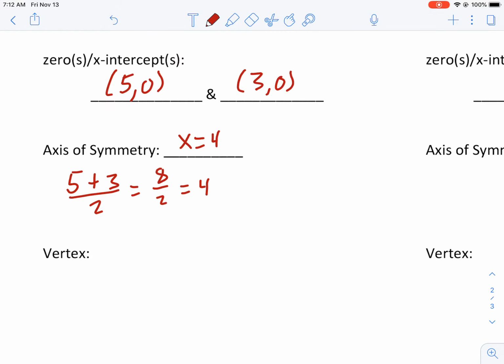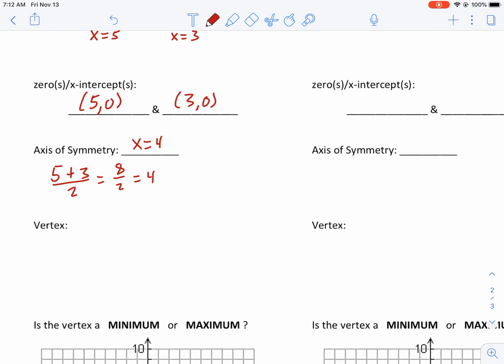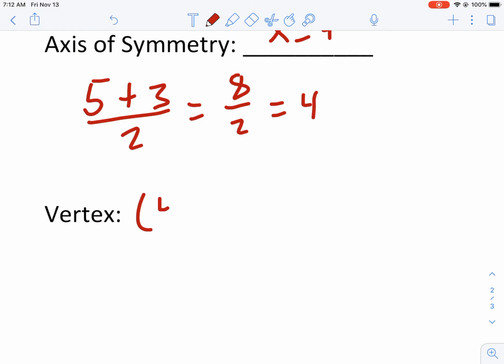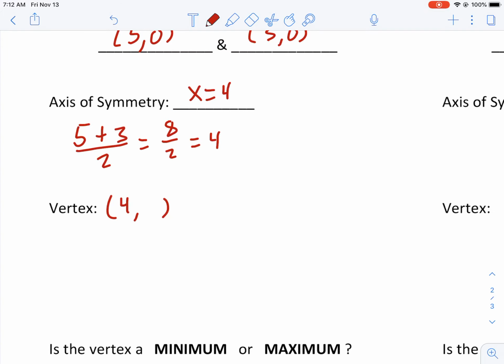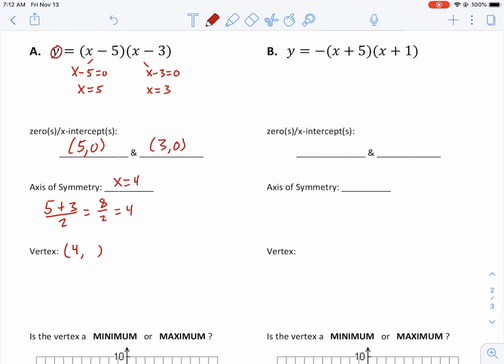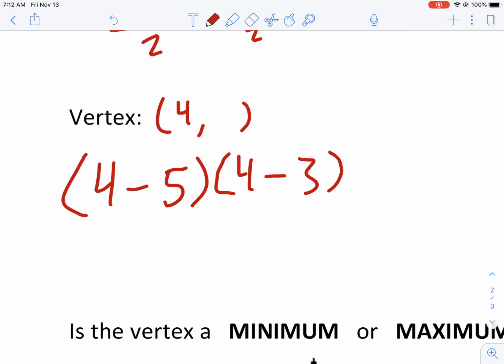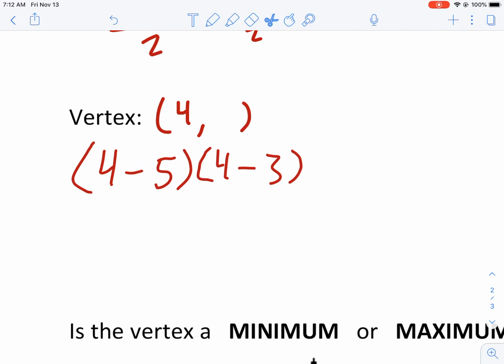The vertex, how do we get the vertex? Well, think about it. We know the axis of symmetry is 4. How do we find the second coordinate of our vertex? Hopefully you know this by now, but if you have an x value, you can plug it in. So we're going to plug 4 into our equation. So we've got 4 minus 5 times 4 minus 3. You can plug it in like that, and whatever this equals, that'll be your vertex.